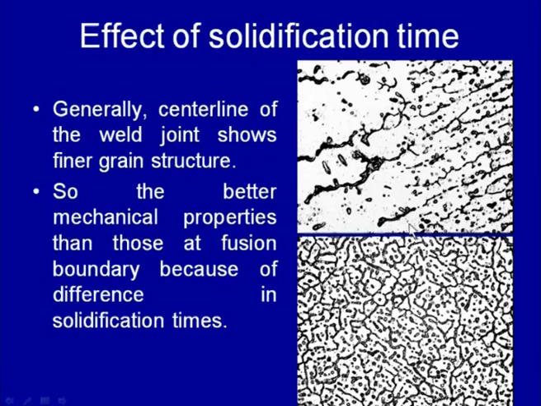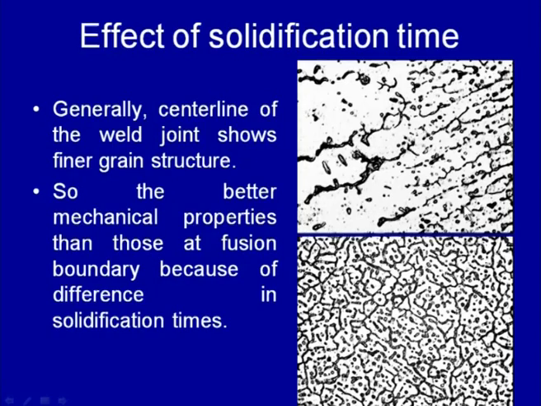This is the fusion boundary of the aluminum silicon alloy system, where the coarse columnar structure can be seen near the fusion boundary. This is the fusion boundary, this is the heat affected zone, and this side we can see the coarse columnar grain structures. So, this variation in the grain structure near the fusion boundary and at the weld center is mainly attributed to the variation in the solidification rate, and this variation in solidification rate is due to the varying cooling conditions experienced by the weld metal near the fusion boundary and at the weld center.